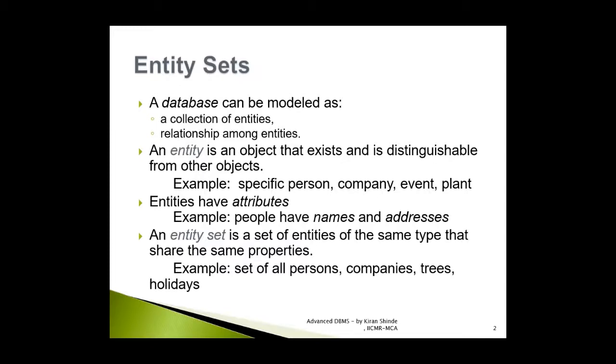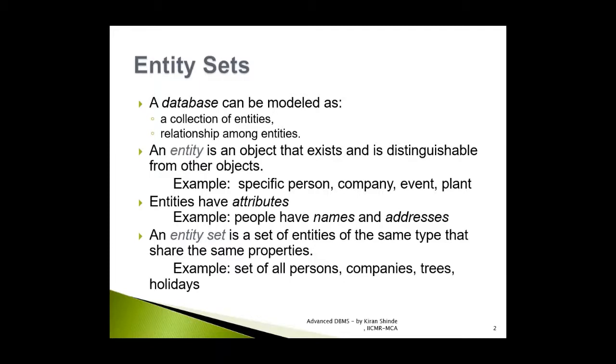The examples are in front of you: a specific person, a company, an event, or a plant. These are different examples to help understand what an entity is. Entities can have attributes. Attributes are nothing but the unique properties or characteristics of those entities. For example, people have names and addresses, and a company may have its own address, location, and the number of employees serving that company. These are various unique characteristics describing that entity. An entity set is a set of entities altogether.